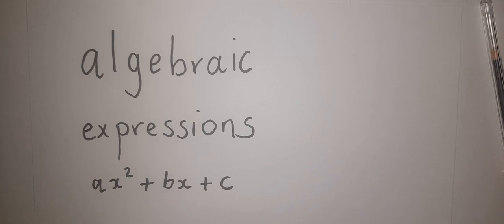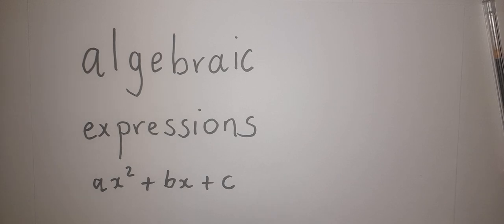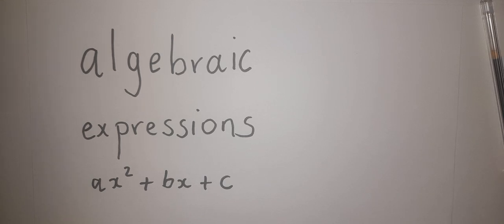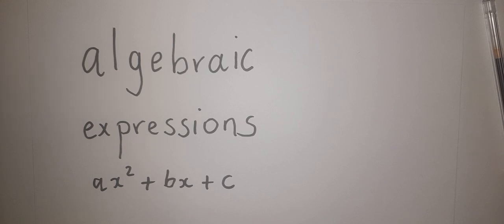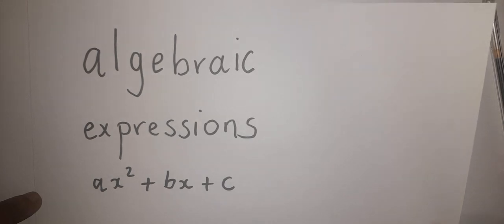Today I'll be looking at algebraic expressions. So an expression is simply a set of terms separated by plus or minus, and this is without an equal sign. So that's how you tell an expression apart from an equation. An equation would be one expression being equal to another expression.